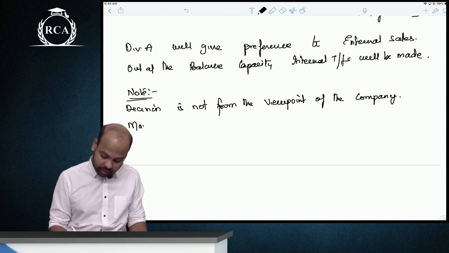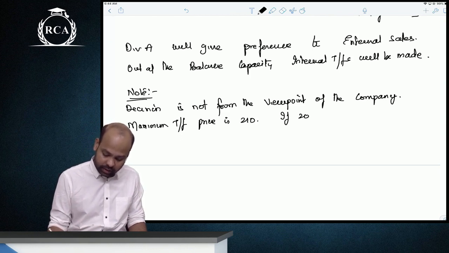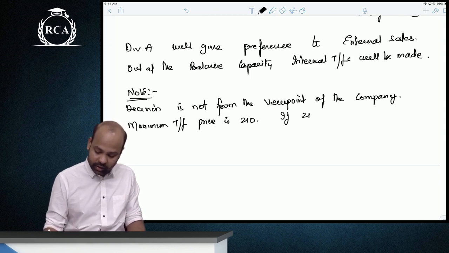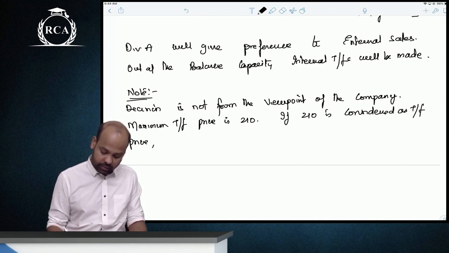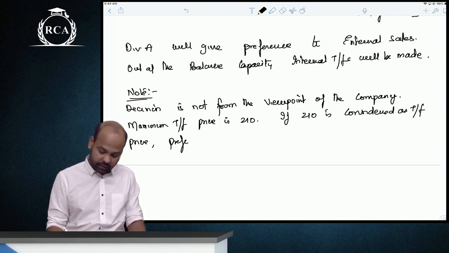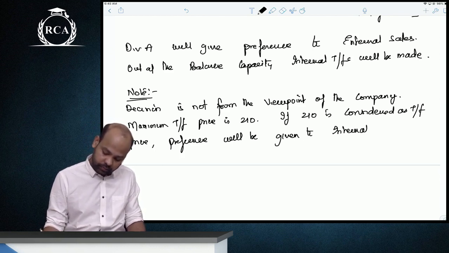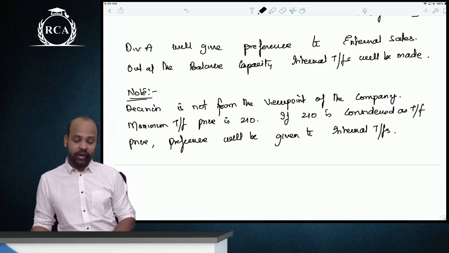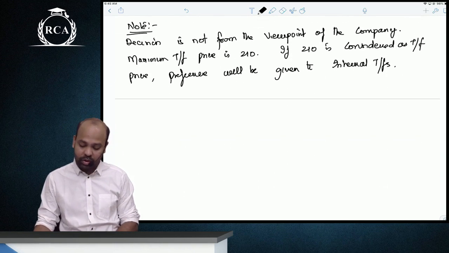Remember guys, the maximum transfer price is 210. If 210 is considered as the transfer price, beta, then preference will be given to internal transfers. If you take the 210 rupees guys, the decision would have been totally different.